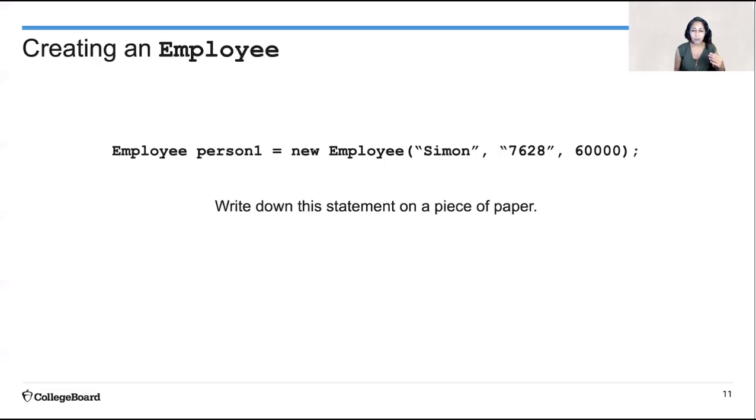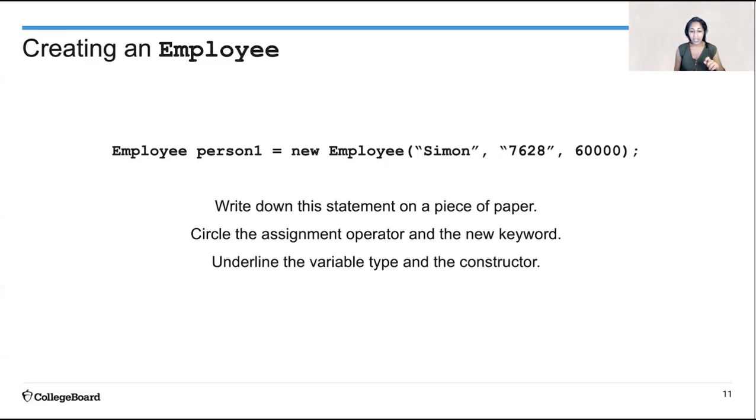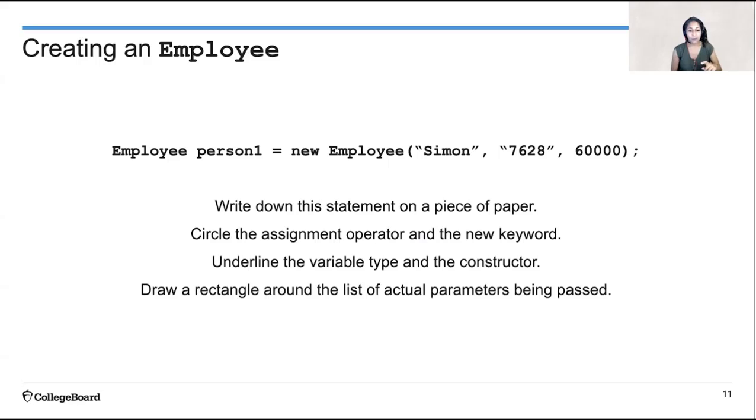Take a moment to write this statement down on a piece of paper. Once you do so, circle the assignment operator and the new keyword. Then underline the variable type and the constructor. Then draw a rectangle around the list of actual parameters that are being passed.